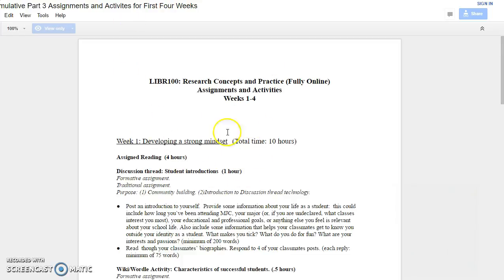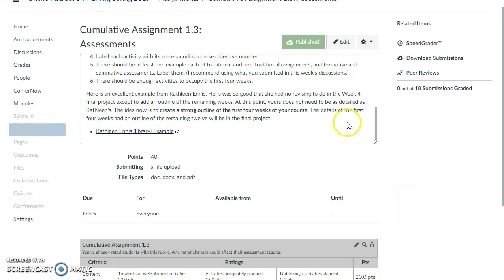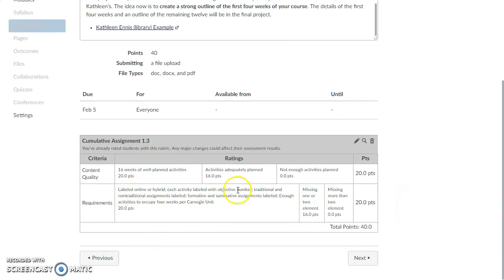This is what I'm looking for, is this thing right here. So the students really have a good idea. They're not shooting in the dark. They've got the instructions, they've got the example, they've got the rubric. You put all those things together, and the students know what to shoot for.